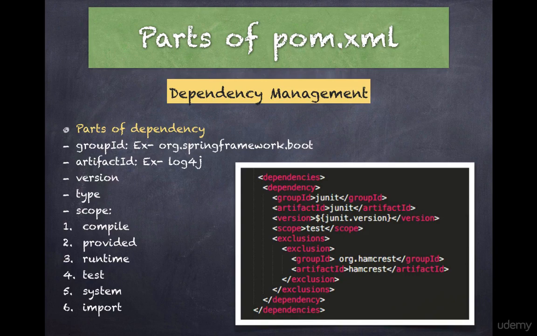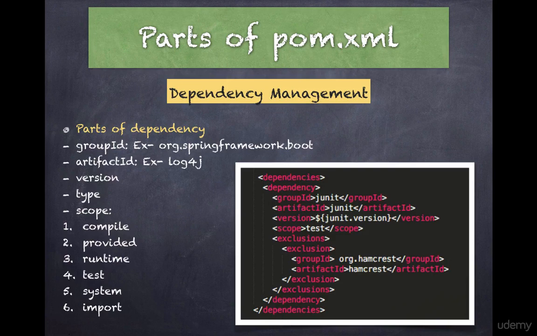Type coordinate. Type coordinate indicates the type of packaging of the generated artifacts such as JAR, WAR, and EAR, or a POM. And we'll read more about this in later videos. Scope coordinate. A POM project or a Maven project can have many different kinds of scopes.